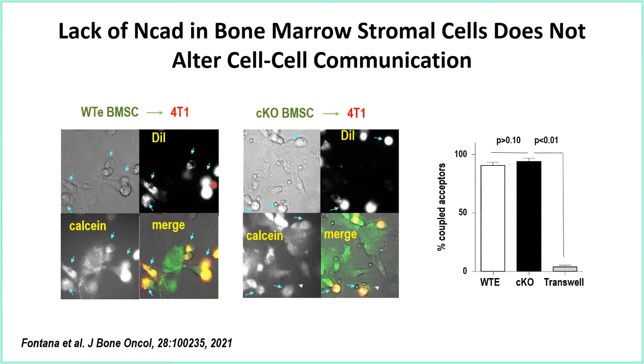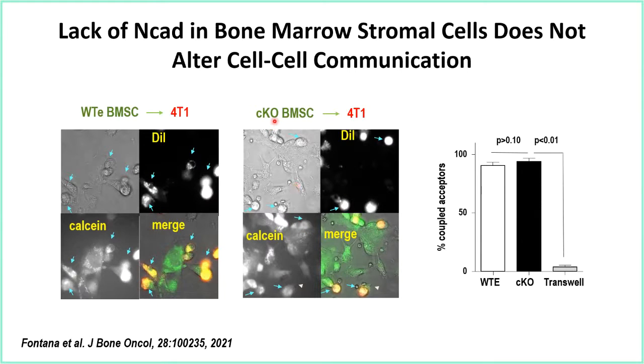You can see that the red cells, the tumor cells, are all green. They all show up in the green field, and the merged image shows them to be yellow. So they have all taken dye from the bone marrow stromal cell. That's the only way they can become green. This is the wild type.